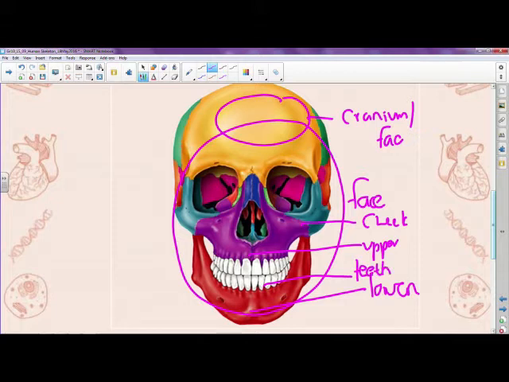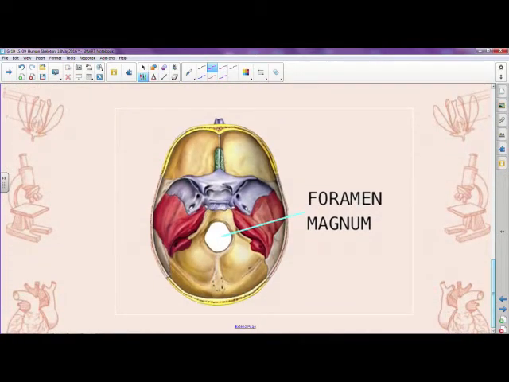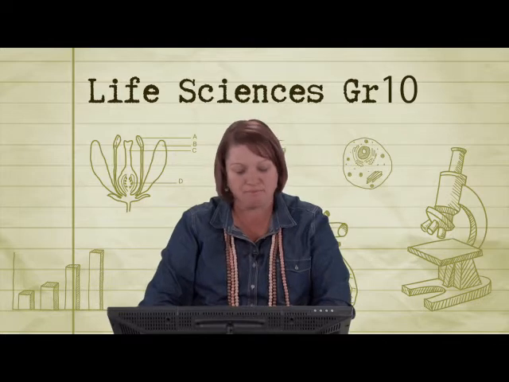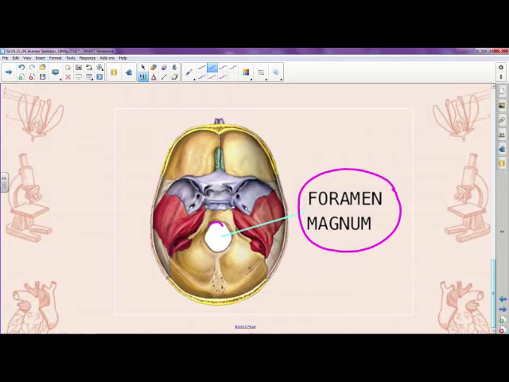Now, something you need to remember, and I know you're going to forget, is at the bottom of the skull. This is a very important word, because when you get to grade 12, you're going to need to understand this concept of a foramen magnum. At the bottom of the skull, what's going to lead out here is the spinal cord. It's actually the part of the brain, the medulla oblongata, and it leads out of this hole, and it's going to go down to become your spinal cord.